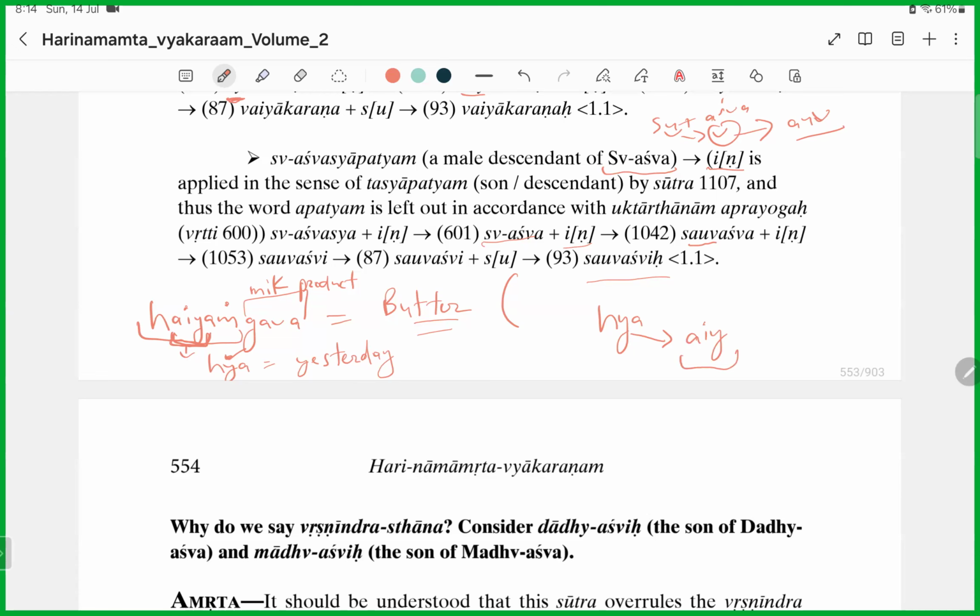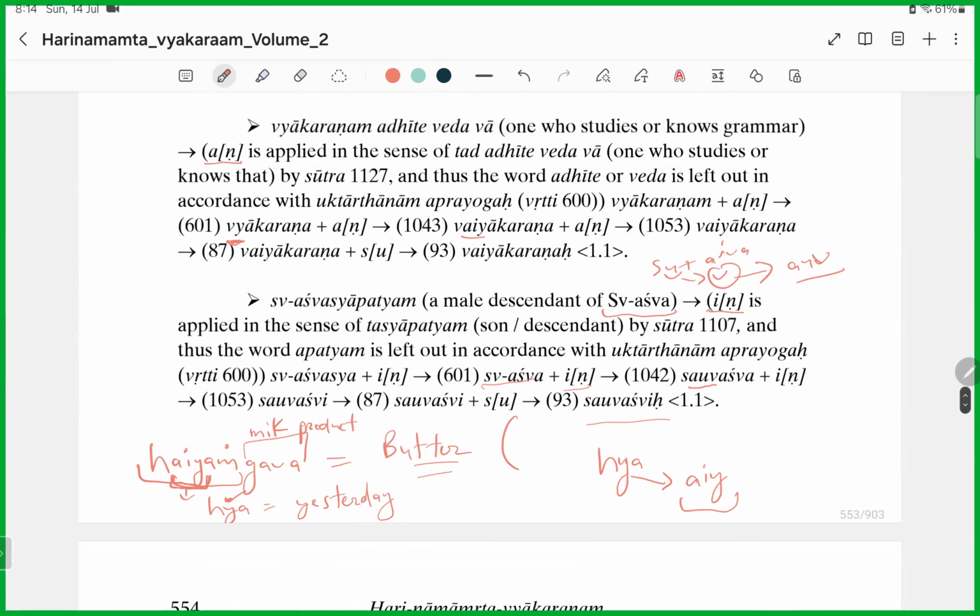So that's why I mentioned this. In this example, Swashva and Vyakarana, we had the split up, so we could do that. But in words like here, we do not have the split up. But still, it is done.